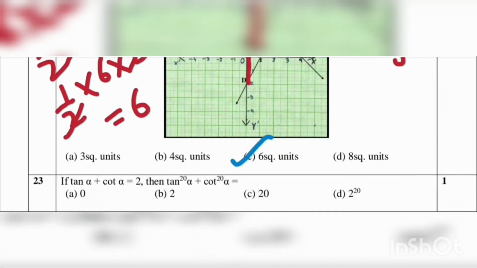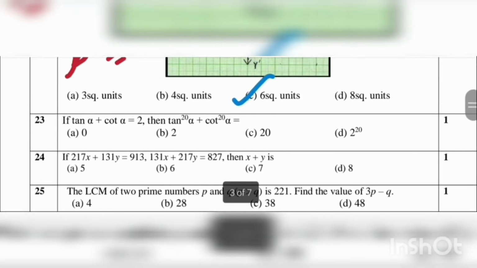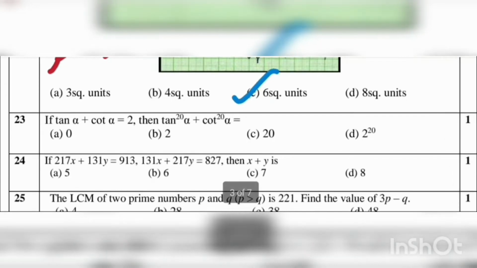Next question, question number 23. If tan alpha plus cot alpha is 2, then tan raised to power 20 alpha plus cot raised to power 20 alpha is what?